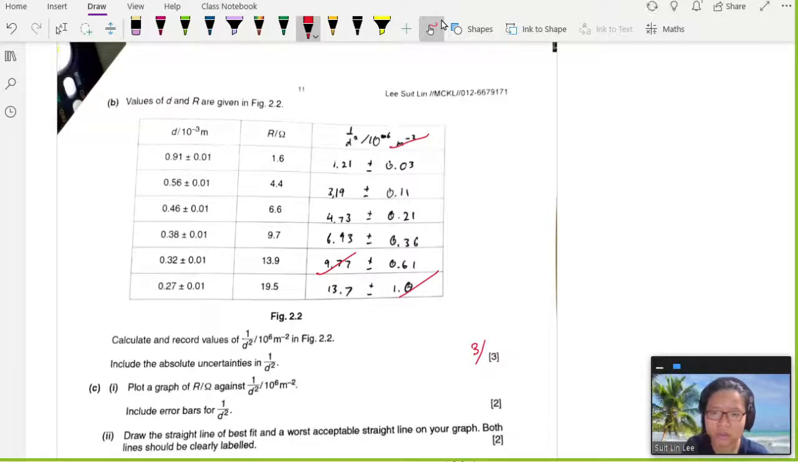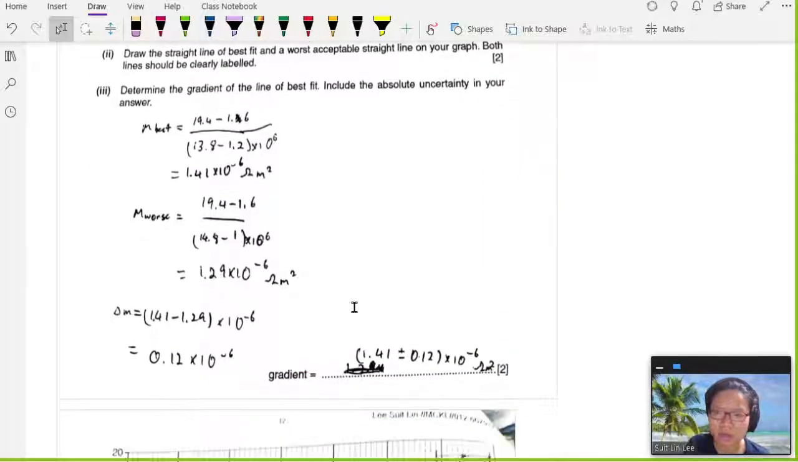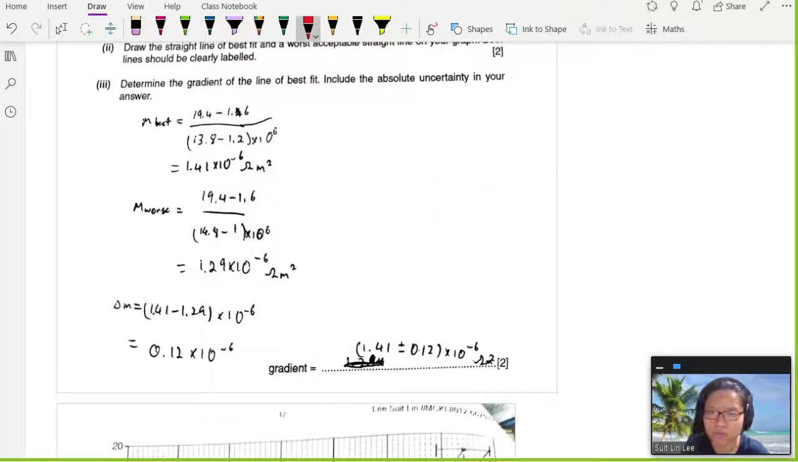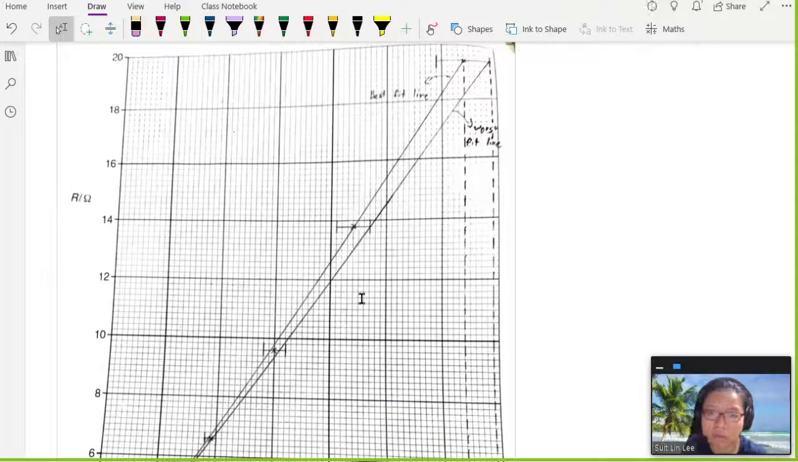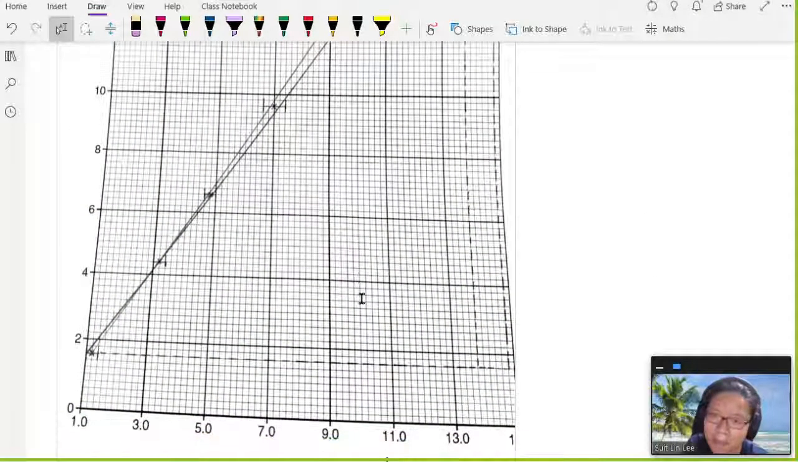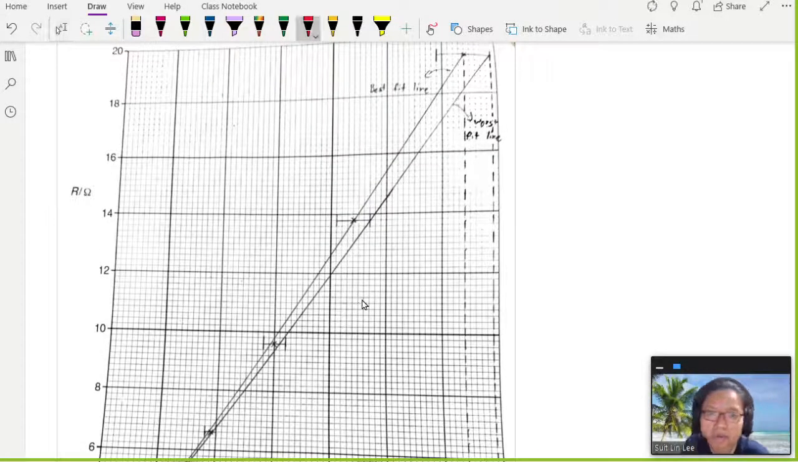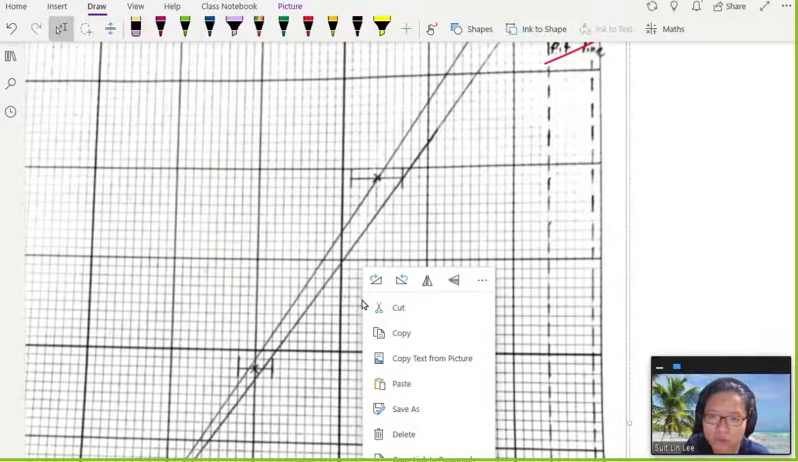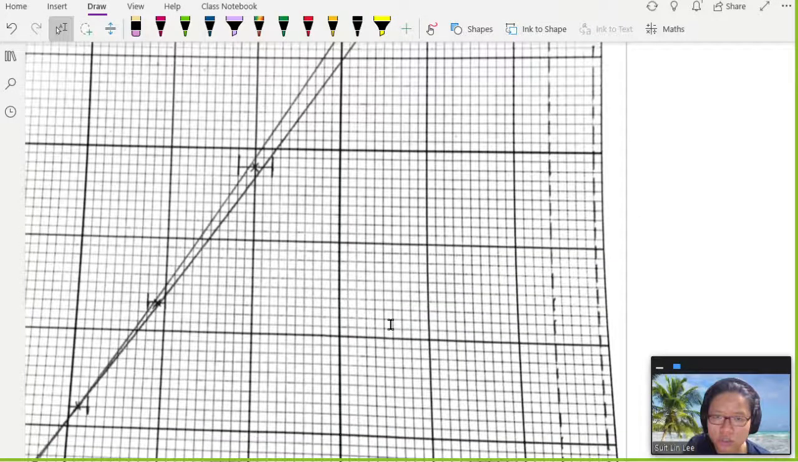Let's continue. Plot graph, include error bar. Okay, I am very hopeful because I see the correct working, and this one is a direct subtraction. Decimal point follows, so this one should be correct. If I'm marking an actual exam paper, I will check the read off lah, but for brevity's sake, I will not today. So there are clear labels, which I like what I see. Error bars, let me zoom in for you to see. Error bars here are clearly shown.